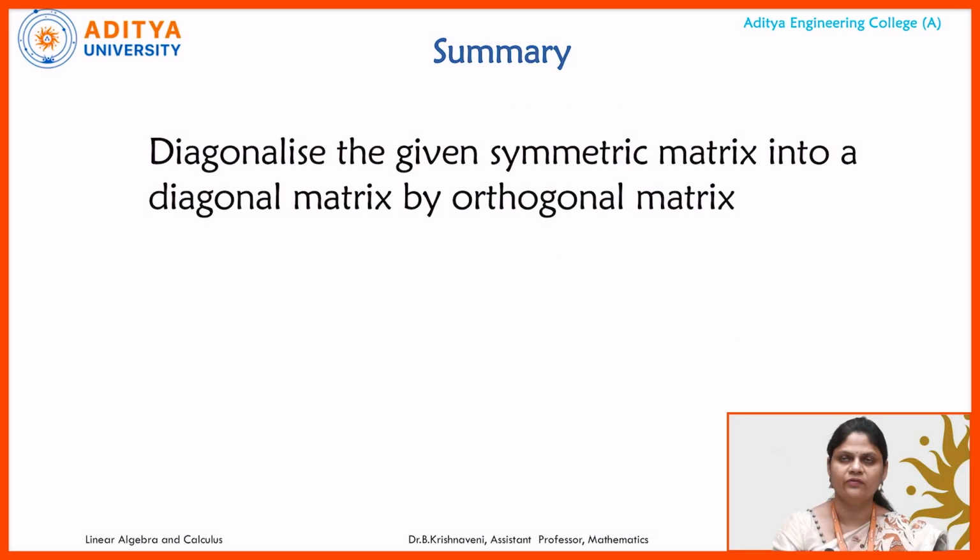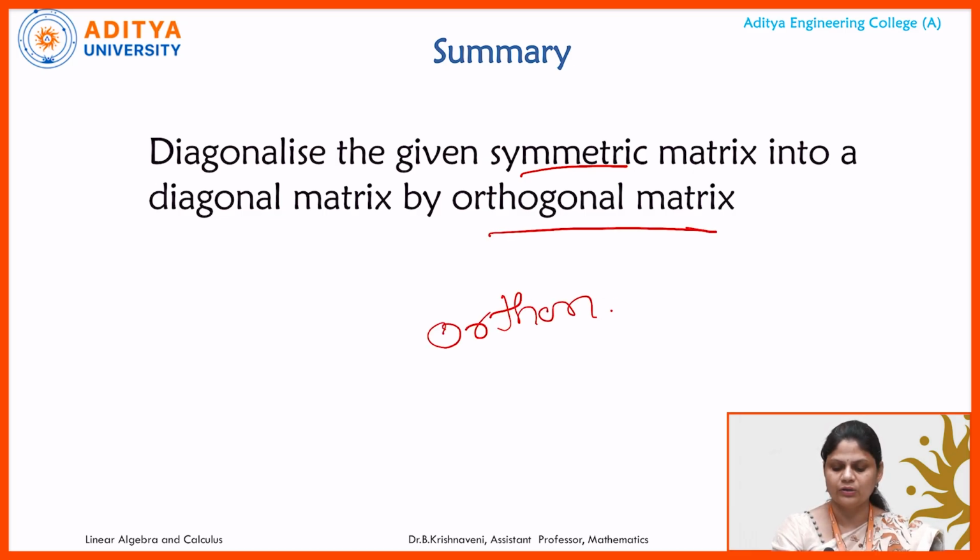Hence, in this lecture what we did is the diagonalization of the given symmetric matrix. That means we converted the given symmetric matrix into a diagonal matrix by means of orthogonal reduction. So, in order to do the orthogonal reduction, first we need to see whether the given matrix is symmetric. Then you can apply orthogonal reduction. Finally, you can calculate the diagonalization of that matrix using an orthogonal matrix, which we call orthogonal transformation or orthogonal reduction. Thank you.